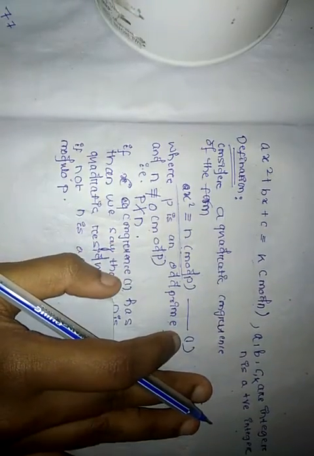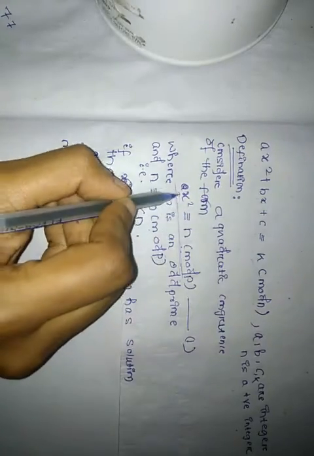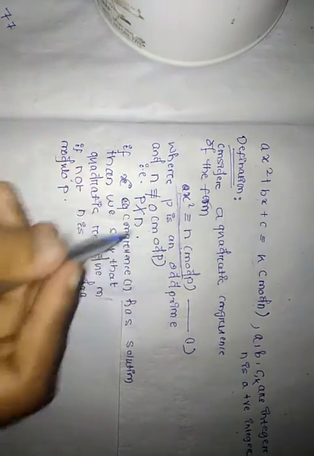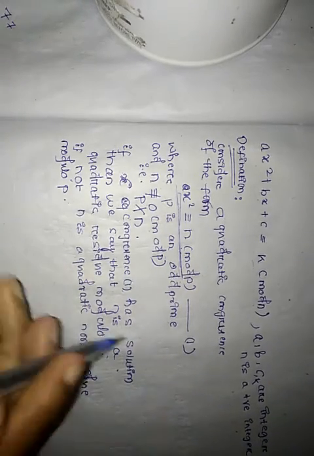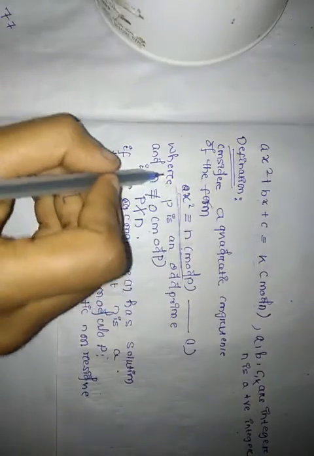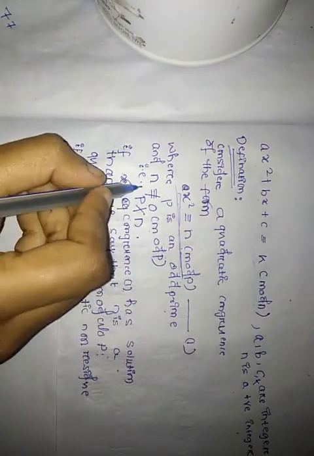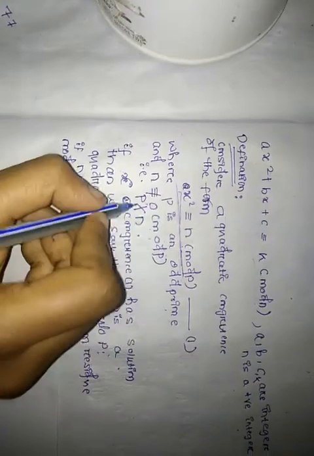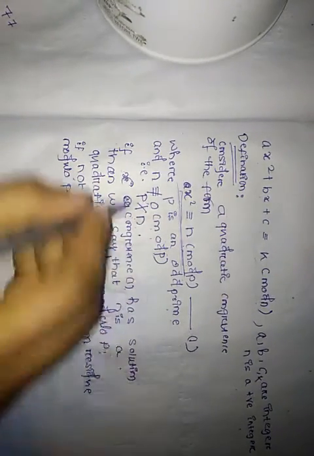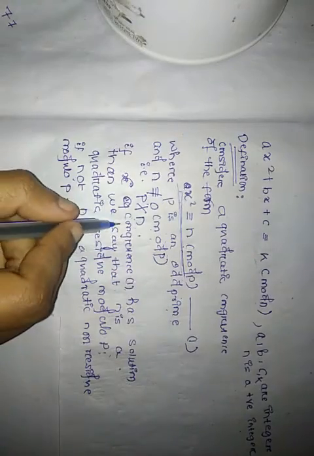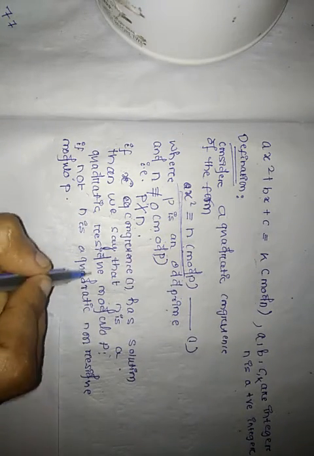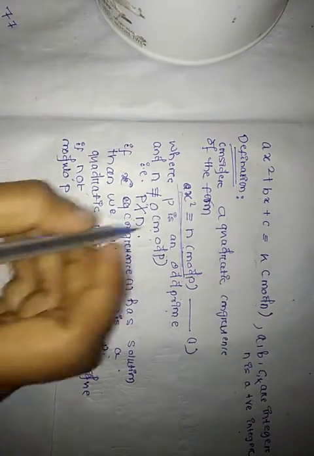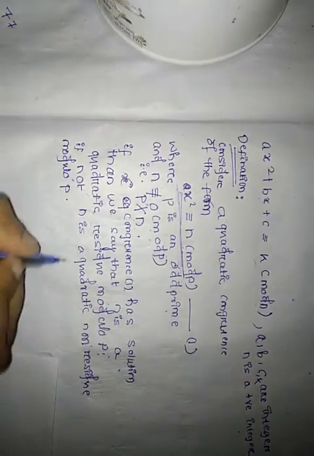We'll consider a quadratic congruence of the form x² ≡ n (mod p). First I'm going to read out the definition, then I'm going to explain further. Here p is an odd prime and n is incongruent to 0 modulo p, that means p doesn't divide n. If this congruence has a solution, then we say that n is a quadratic residue modulo p. If not, that means it doesn't have a solution, then we say that n is a quadratic non-residue modulo p.